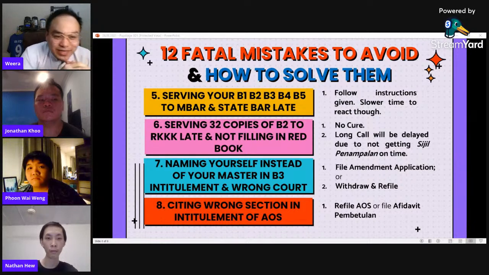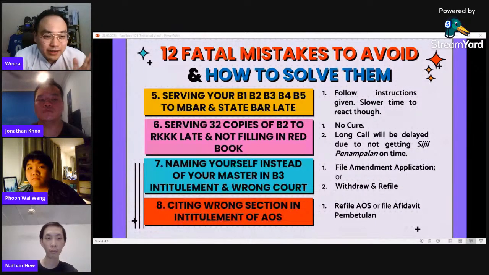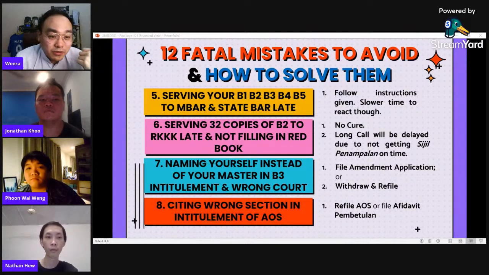The mistake that happens is there are so many recommendations online which state that you can file your Borang I and II, and then you wait for Borang 3, 4, and 5 to be filed as well. Then you serve these 5 documents to the Malaysian Bar and State Bar. But by the time they do that, 1 month or 2 months or even 3 months would have gone by so fast. And then the Malaysian Bar will call you: hello, you have made a mistake in your Borang 1, please refile it. You have filed it in the wrong court, or your master's name is wrong. So now you are stuck. You have a slower time to react.